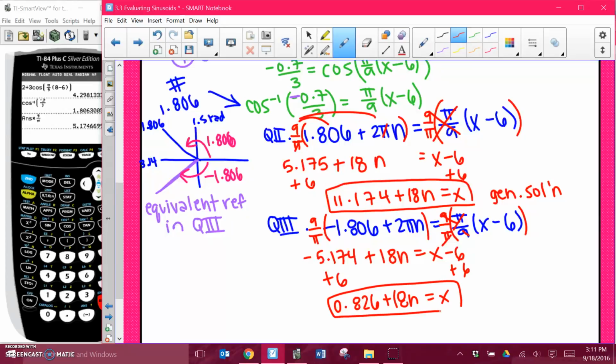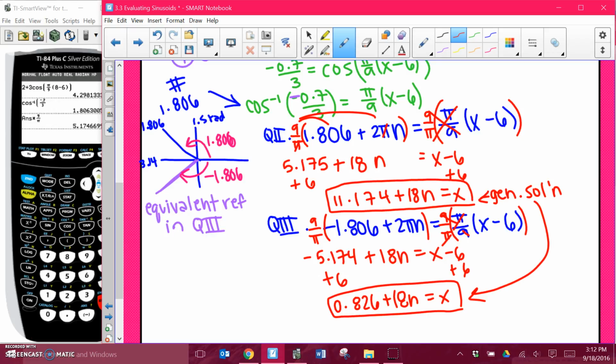So again, for these, you should have 2 equation answers if they're asking you to find the x equals. Now, they could ask you for the first 3 positive solutions or something like that, but again, you're looking for your general solution equation first so you can make sure you find all of the answers that you need to.